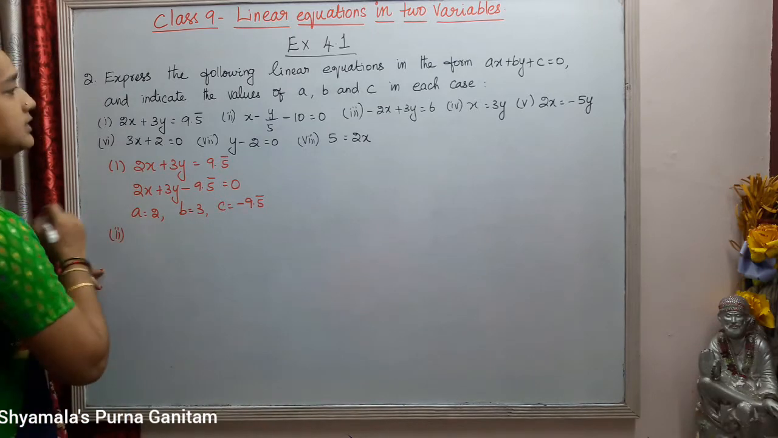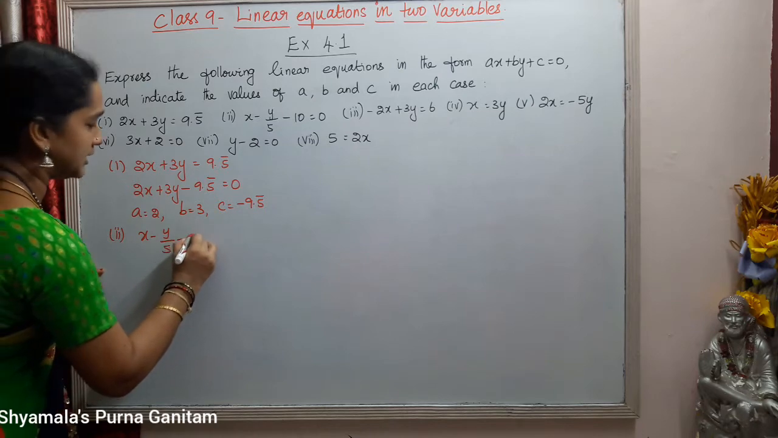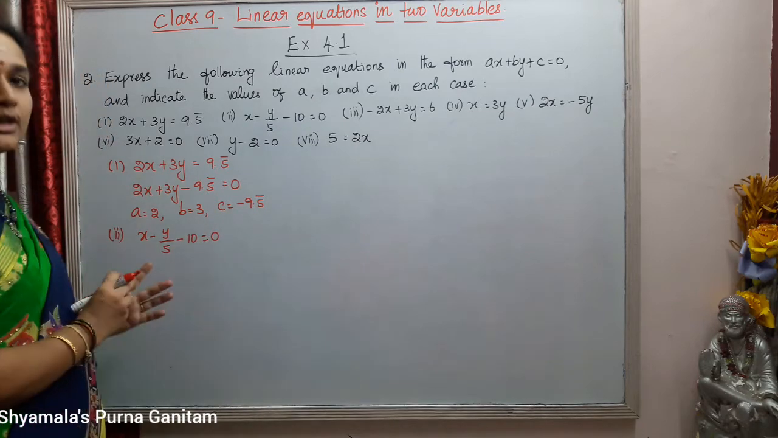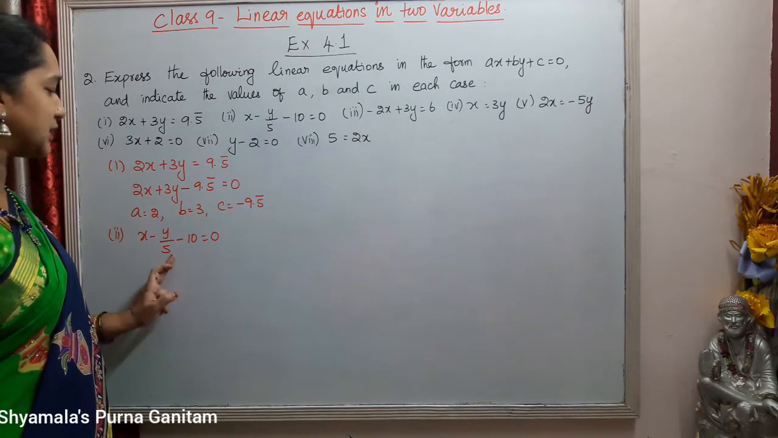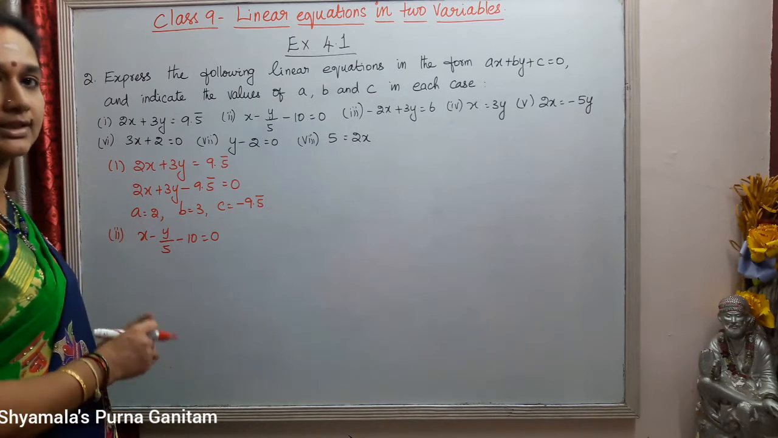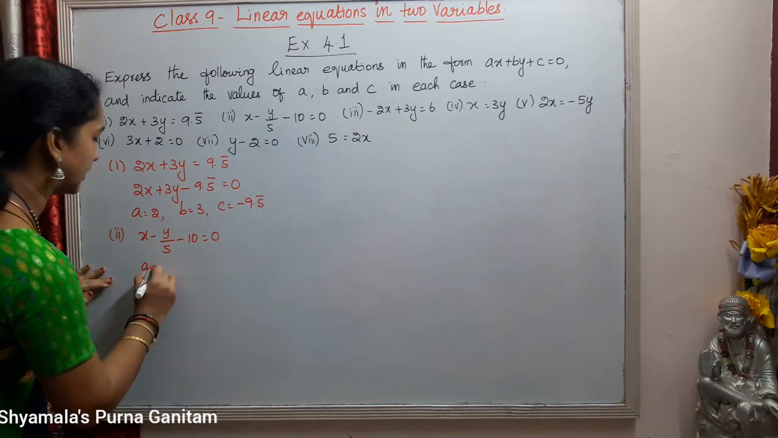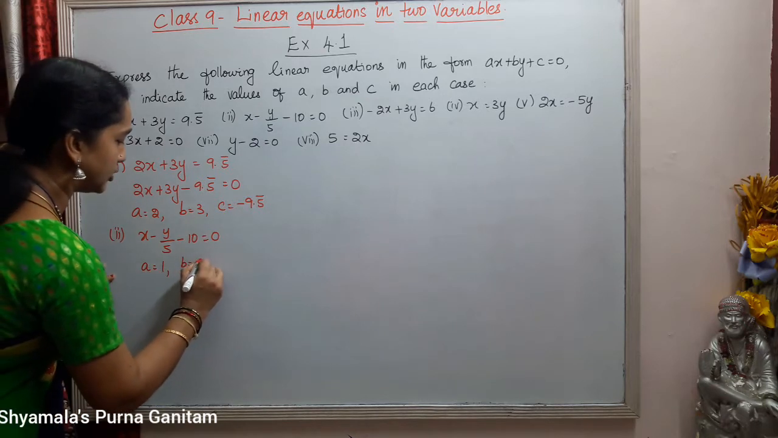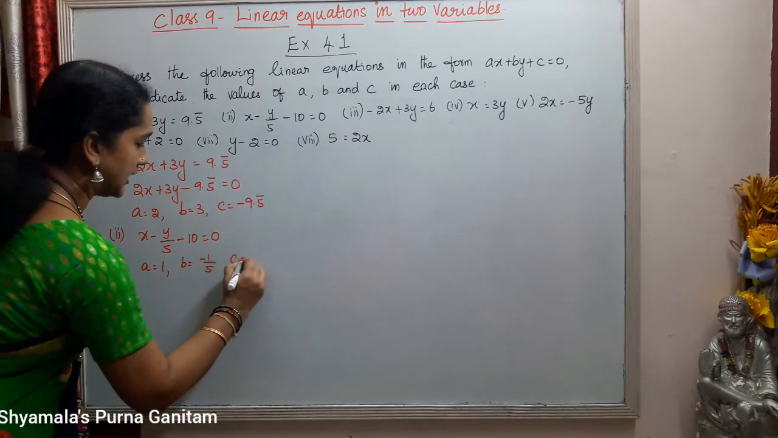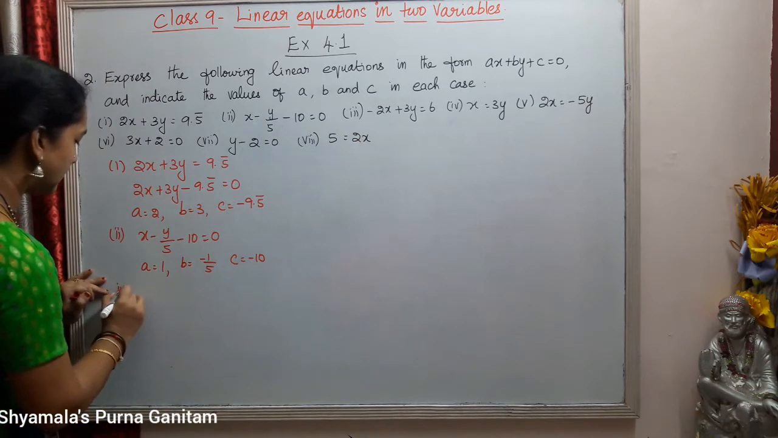Then second sum is x minus y by 5 minus 10 is equal to 0. So this is in the general form only. So ax plus by plus c is equal to 0. This is in the general form. Okay. So directly we will write the values of a, b and c. So a value is 1, b value is minus 1 by 5 and c value is minus 10. Okay.